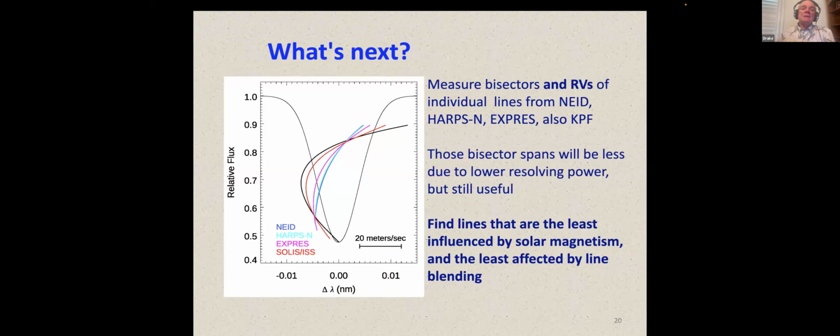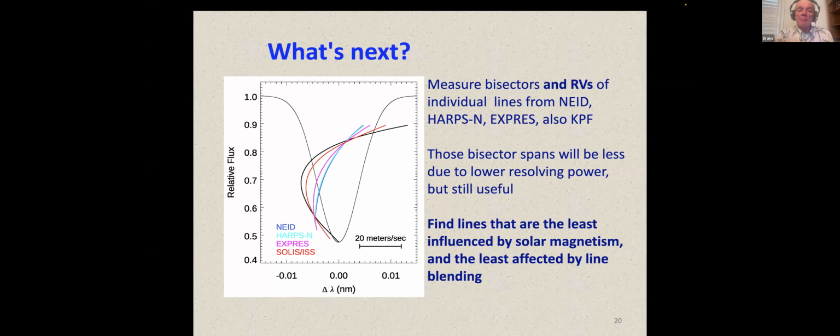So what do we want to do next? Well, there's a tremendous amount of solar, sun-as-a-star, radial velocity relevant spectra out there. Spectra are being obtained every clear day on the sun by NEID, by HARPS-North, by EXPRES, also KPF, and also Pepsi. And we want to measure those line bisectors also and try to repeat this analysis on individual lines. We will be able to do many more lines because we will not just have segments of the spectrum, we will have the entire spectrum from NEID.